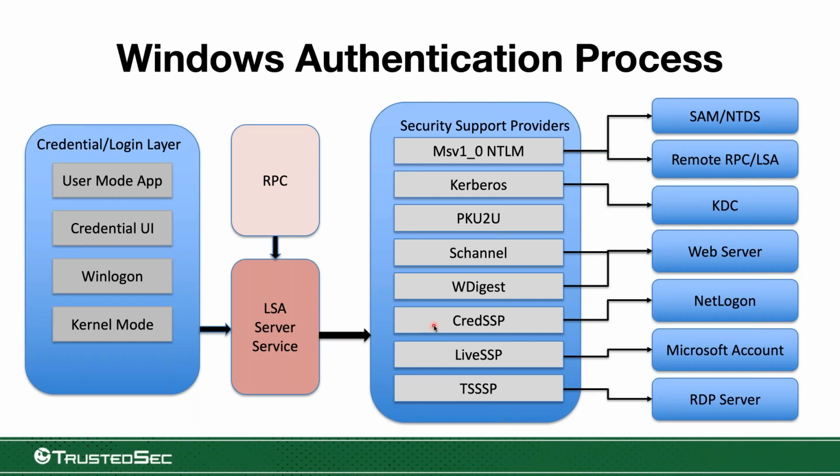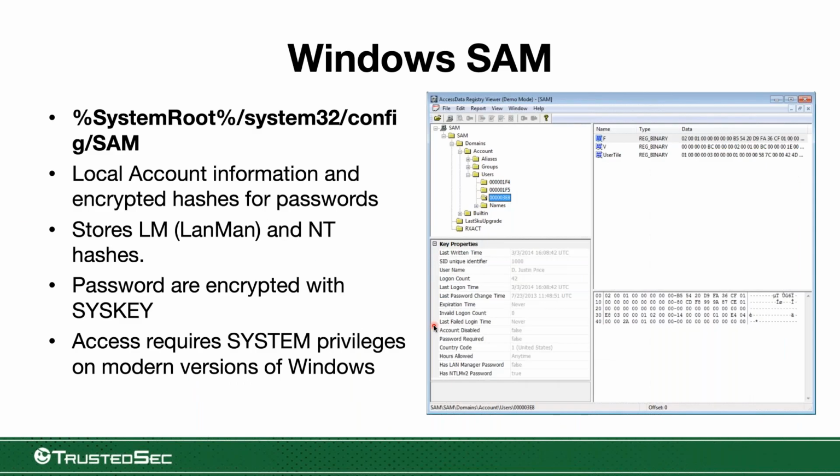Let's go here. So typically the first place that we go after credentials is the SAM database, which is actually a registry hive that is under system root system config SAM. This is very old. As attackers, we've been going after this since the NT4 days. At least I have since the NT4 days. Local account information is stored encrypted as hashes and passwords.